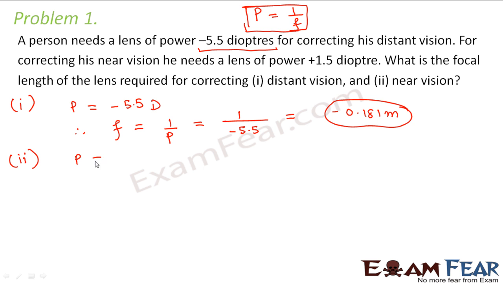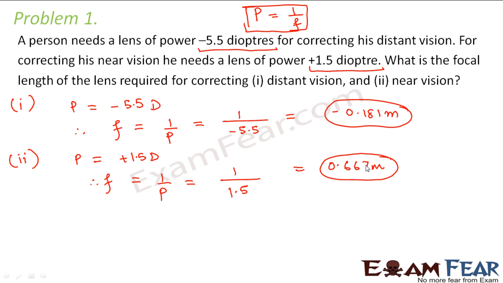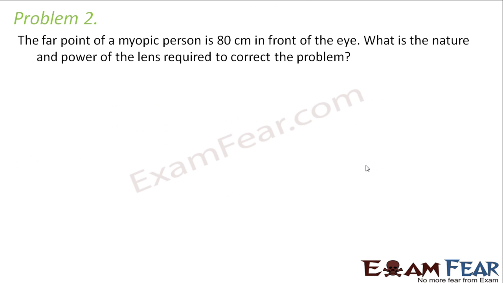Similarly, for near vision, power is given as plus 1.5 diopter. So the focal length in this case will again be 1 divided by P, that is 1 divided by 1.5, which comes out to be 0.667 meters. This would be the focal length of the lens for correcting near vision. Let's look at problem 2.